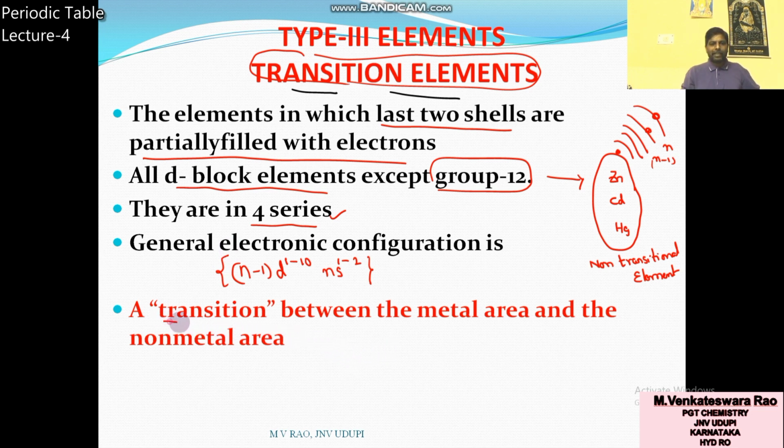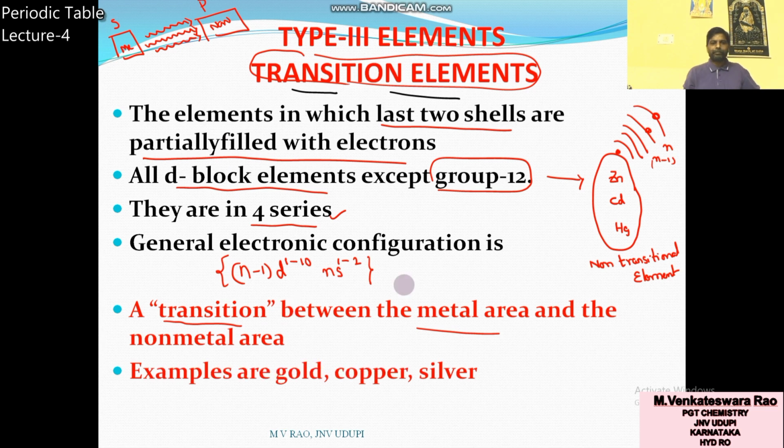The word transition means change. A transition between the metal area and the non-metal area. You can see in the periodic table it is S block, P block. Here non-metals are there, here metals are there. Here it is a transition from metal to non-metal through these elements. So these are called transitional elements.